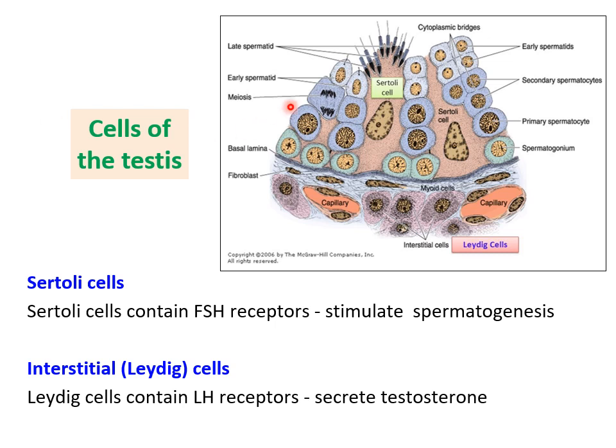The cells of the testes include Sertoli cells and Leydig cells. Sertoli cells contain follicle-stimulating hormone receptors, which stimulate spermatogenesis. Leydig cells contain luteinizing hormone receptors, which is responsible for the secretion of testosterone.